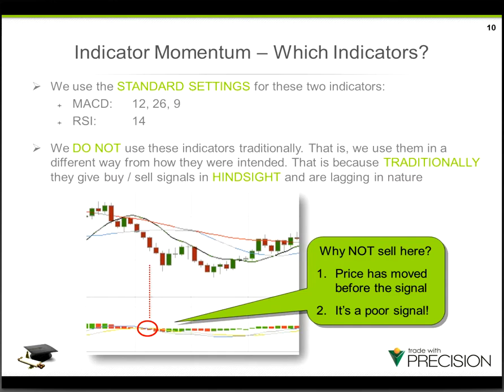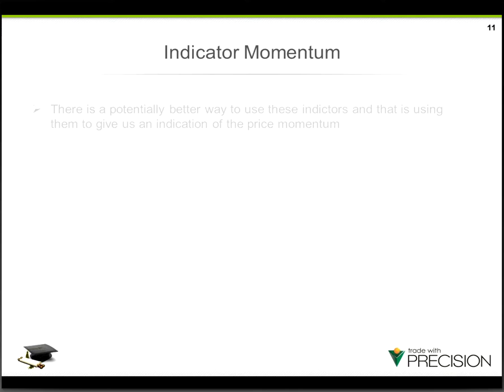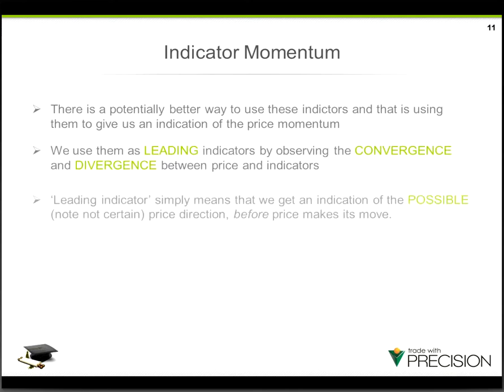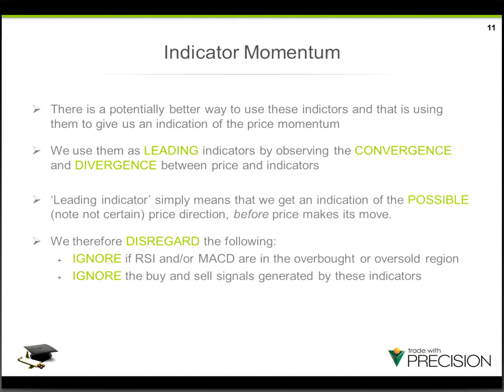Okay, so moving on. There's a better way to use these indicators now to give us an indication of price momentum. We're using these indicators as leading indicators by observing the convergence and the divergence between price and the indicators, as I've been talking about. What this means to us is that as a leading indicator, we get notified of the possible price direction before price actually makes its move. That way we're predicting the next move in the market instead of chasing the price action.